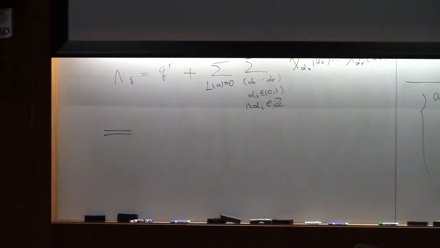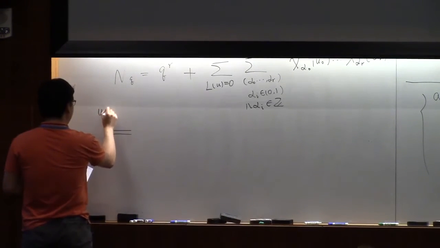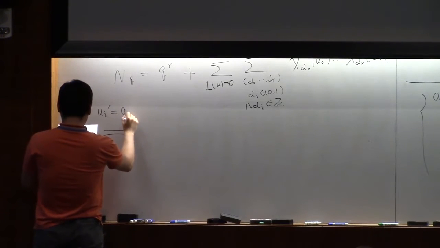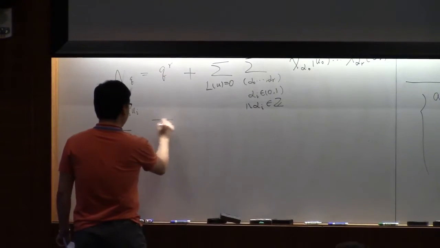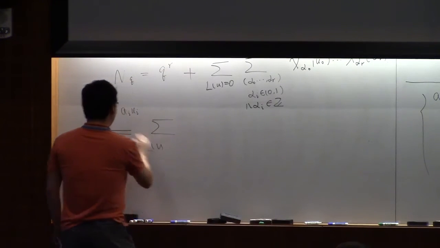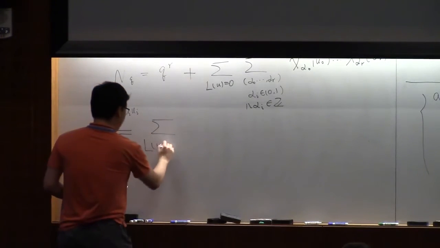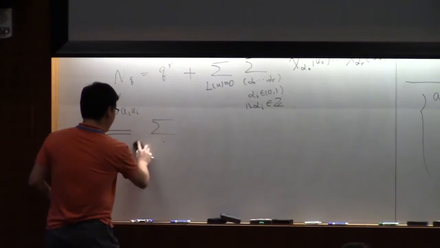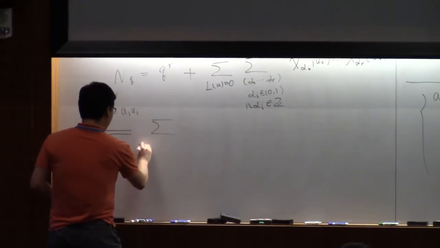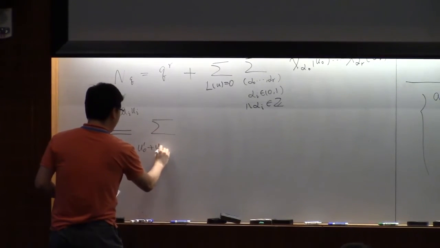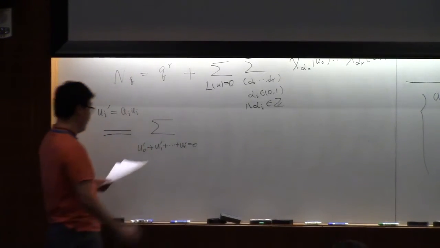Next, we want to simplify this linear equation a little bit. So I take ui prime to be ai times ui. Then, if you do this change of variables, and then you take the summation with respect to these ui's, this ui prime should satisfy the relation u0 prime plus u1 prime plus ... plus ur prime, the sum should be 0.